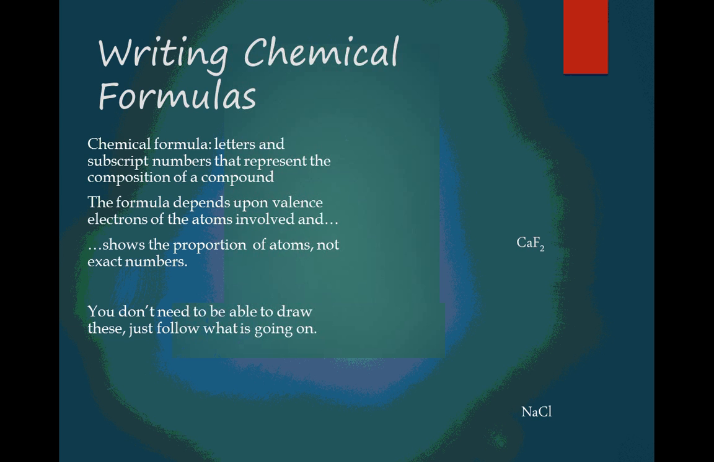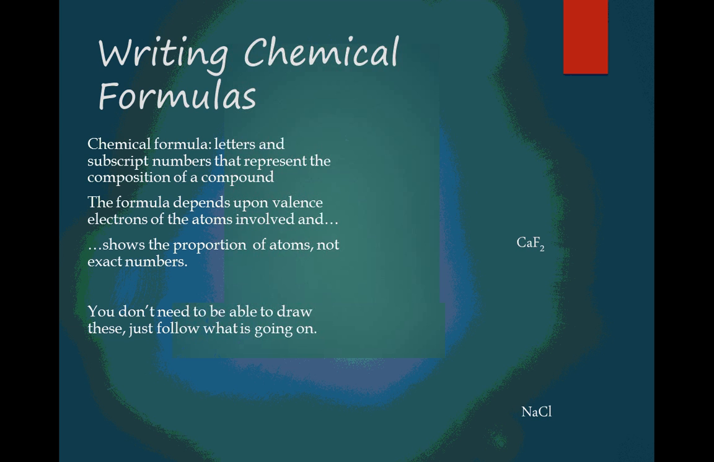So in ionic bonding, we're able to predict the proportion of elements that will be found in the compound. And so we'll be able to write chemical formulas for ionic compounds. Chemical formula is defined right there. You can read through it. It says it depends on valence electrons. And again, it shows the proportion of the atoms, not the exact numbers.